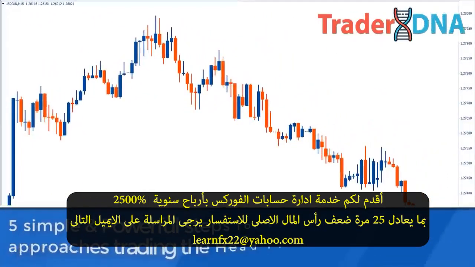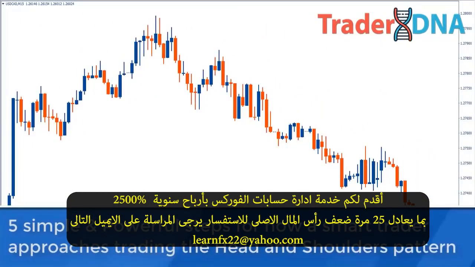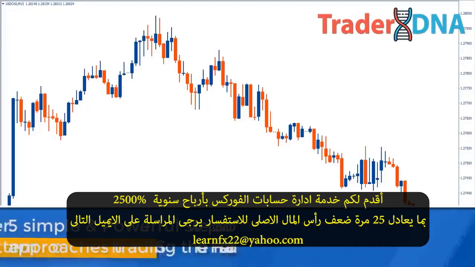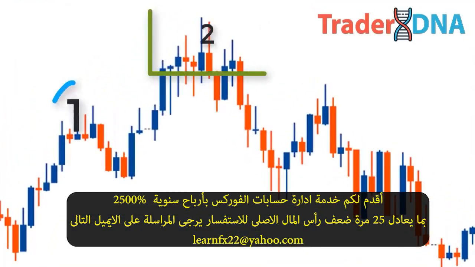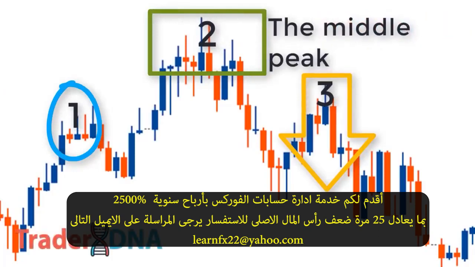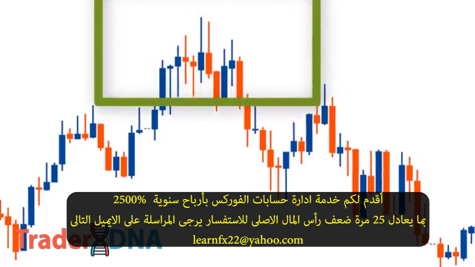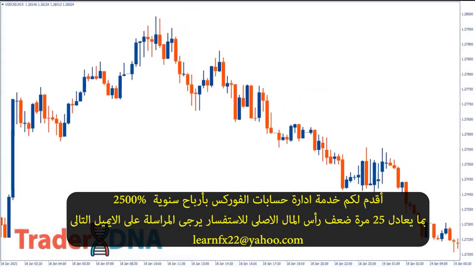Five simple powerful steps for how a smart trader approaches trading the head and shoulders pattern. The head and shoulders chart pattern is a popular and easy to spot pattern in technical analysis that shows a baseline with three peaks, the middle peak being the highest. The pattern appears on all time frames and can, therefore, be used by all types of traders and investors.